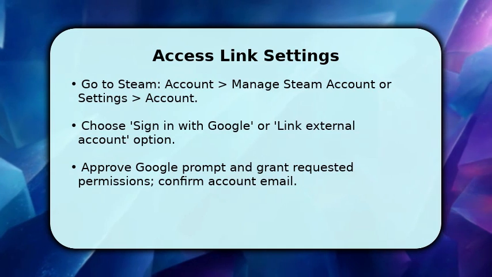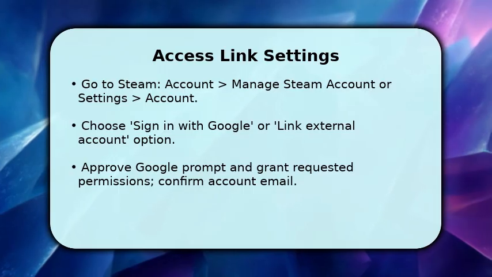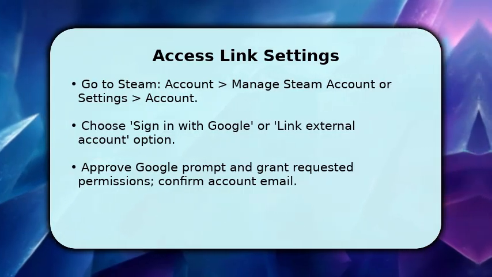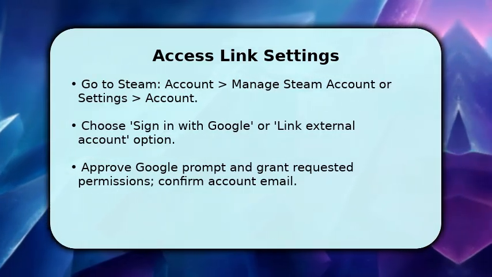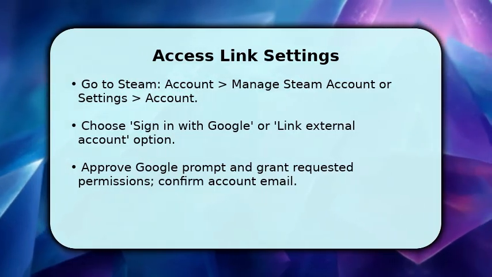Now navigate to Steam's account settings. Choose Manage Steam Account or Account Settings depending on client vs web. Next, select the option labeled Sign In with Google or Link External Account. This begins an OAuth flow.